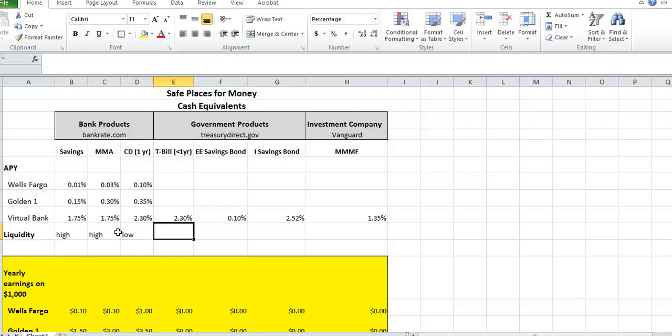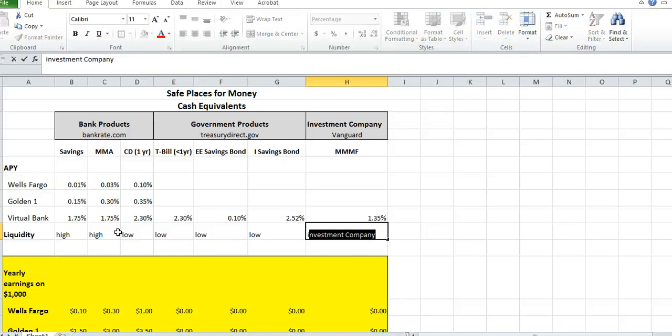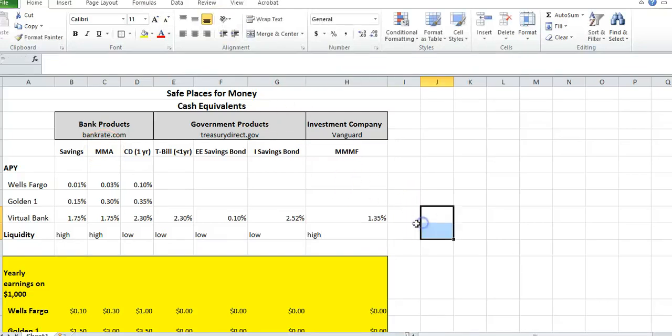T-bill, you have to wait for a year. Can you take it out early? No, so that's going to be low. You probably could in a hardship. EE savings bonds, you have to wait a year. I savings bonds, you have to wait a year. Money market mutual fund, you can take out at any time, so this would be high. So I want you to think about this.